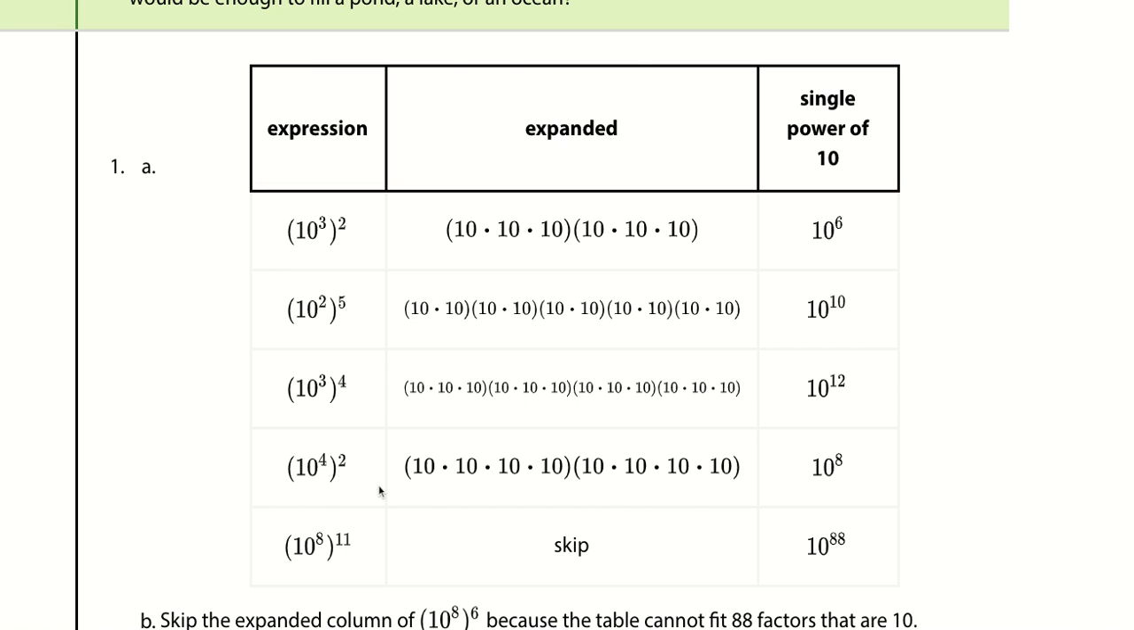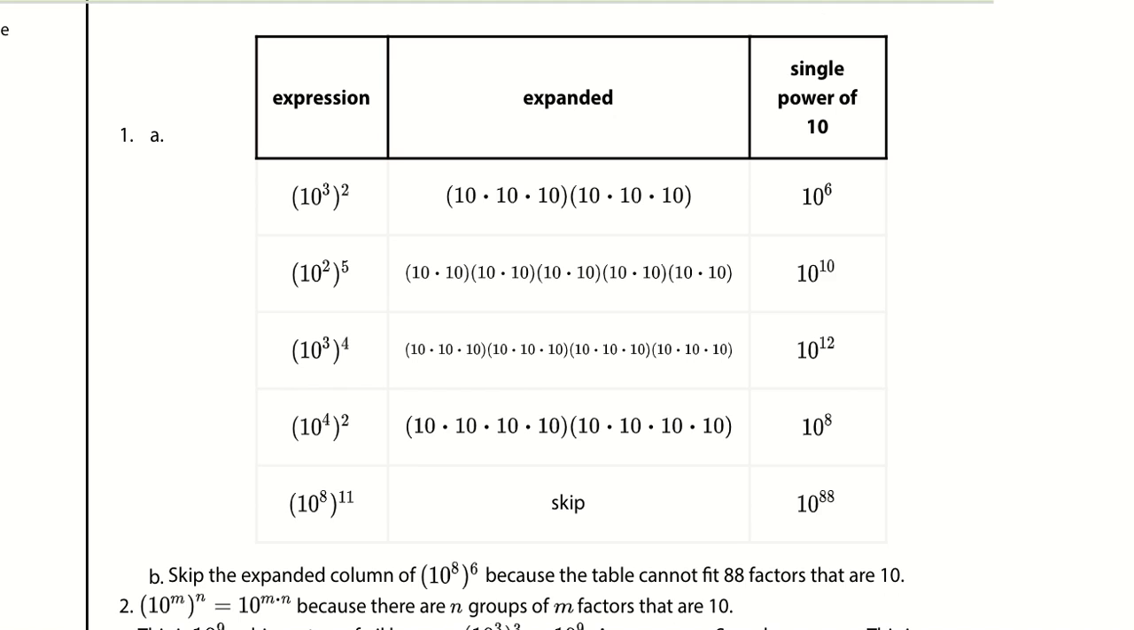But you may have noticed that pattern that we talked about in our lesson, where if you have a power to a power, we multiply: 8 times 11 gives us 88. So check your work with that, see how you did, and go back and make any changes that you may have needed.